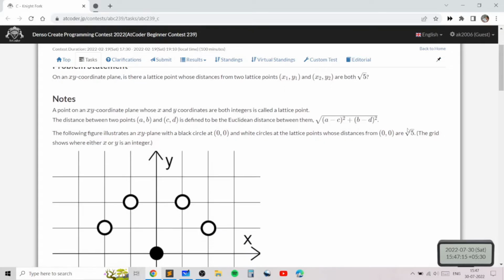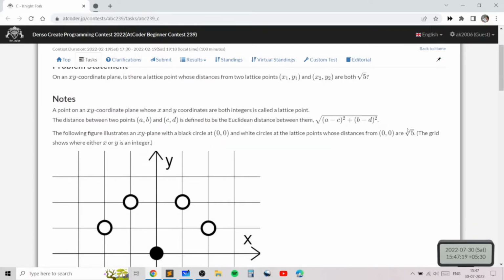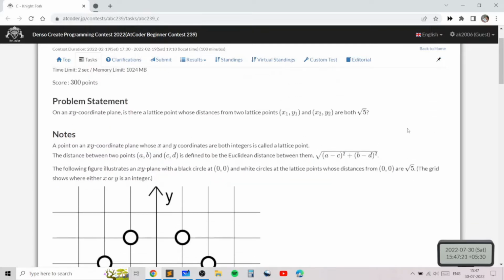So you should try to get comfortable in solving ad hoc brute force problems as well, because they may show up for a small number of subtasks in the actual contest.